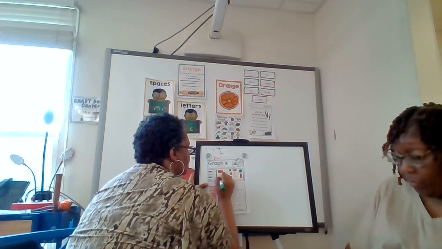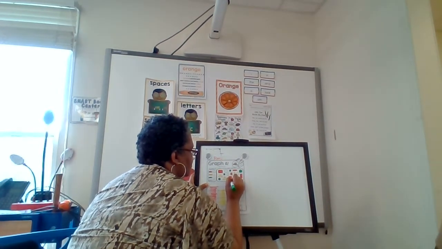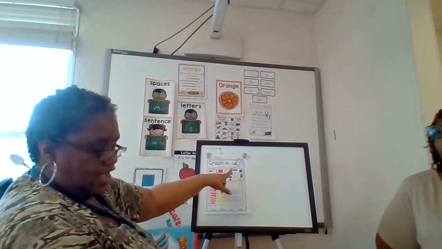Now we have the circle. And the color for the circle is green. So let's color all circles green. All right. Now let's count our circles. 1, 2, 3, 4, 5. Now let's count up. 1, 2, 3, 4, 5. Put a line there, and then we're gonna shade it in.